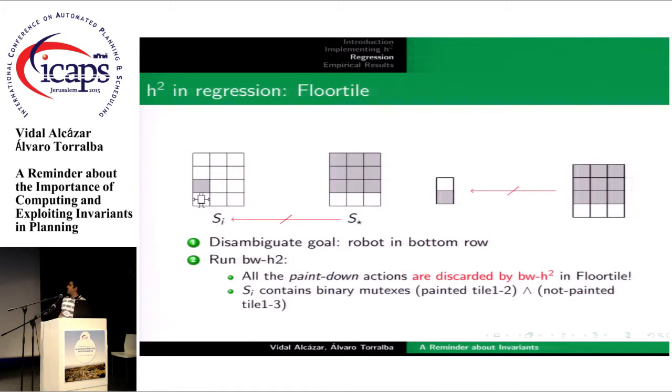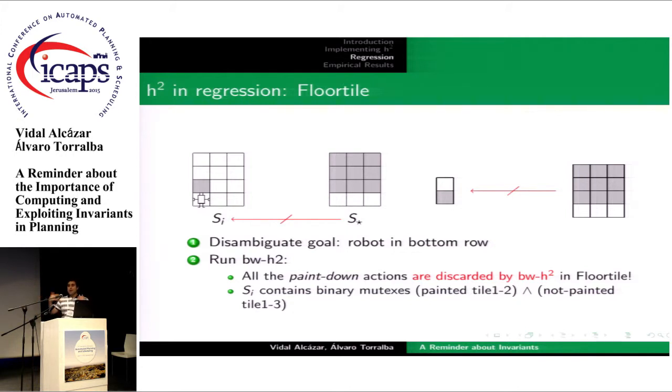Going back to our Floortile example, as I was introducing before, the state on the left is a dead-end state, and we can find it with these state invariants in regression. The reason is that if this is our goal, we don't know where our robot is in our goal state. But since we have discovered, thanks to the forward h^2 computation, that the robot cannot be on any painted cell, we know that the robot must be in the bottom row. We still don't know the exact location of the robot, but we know that it's in the bottom row.